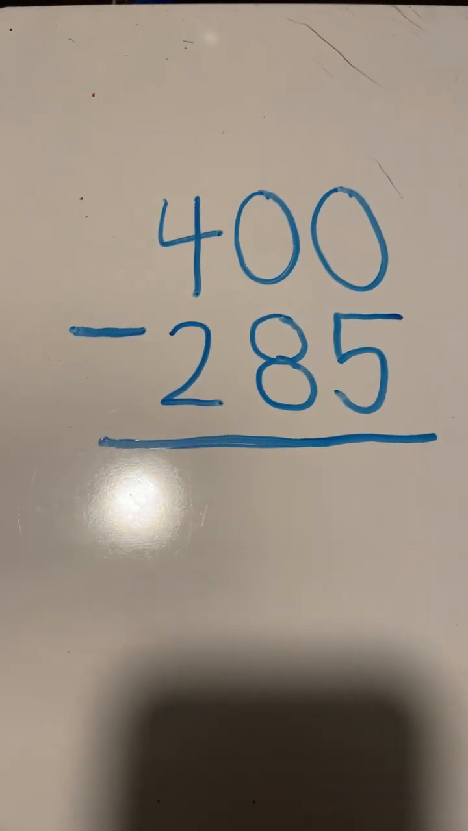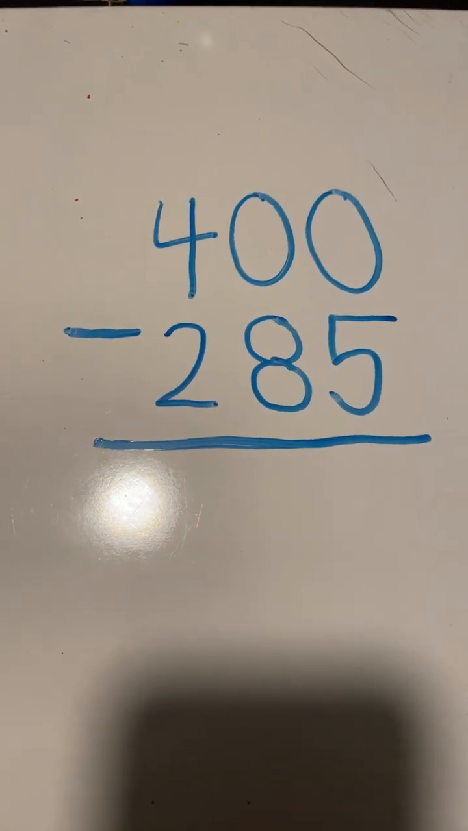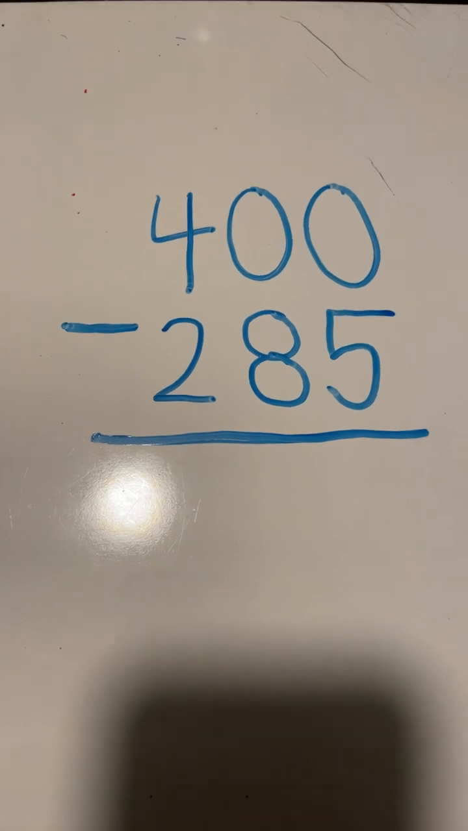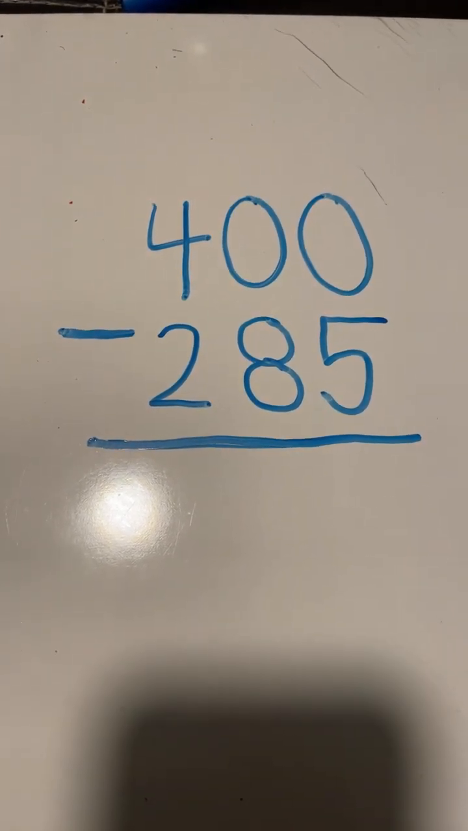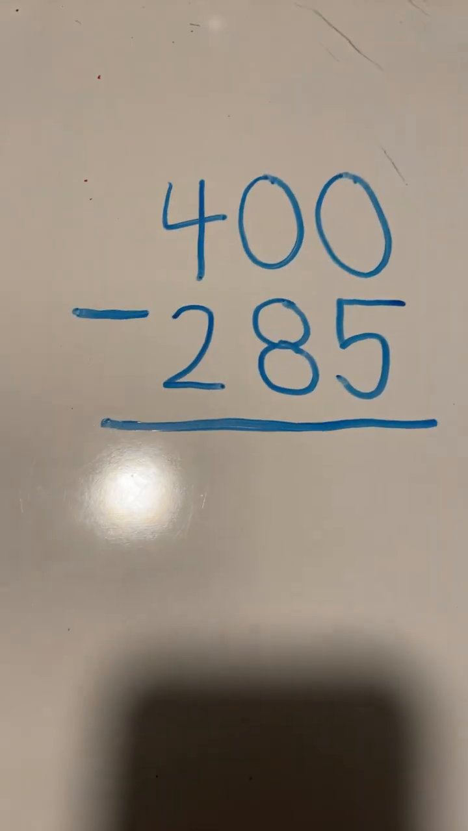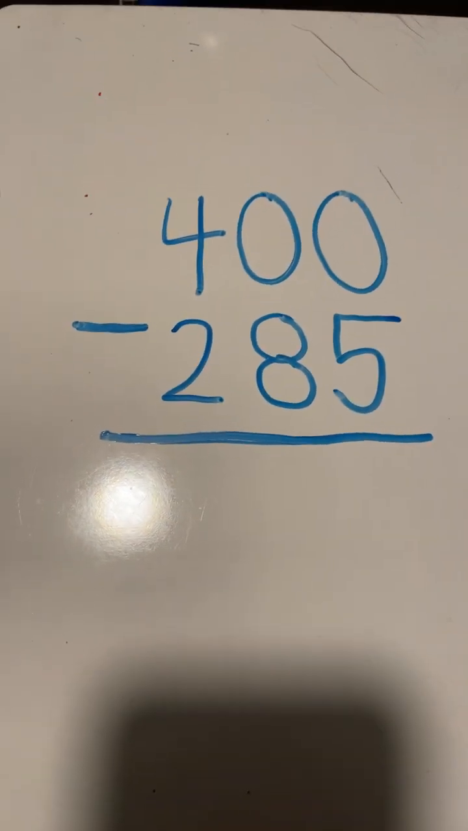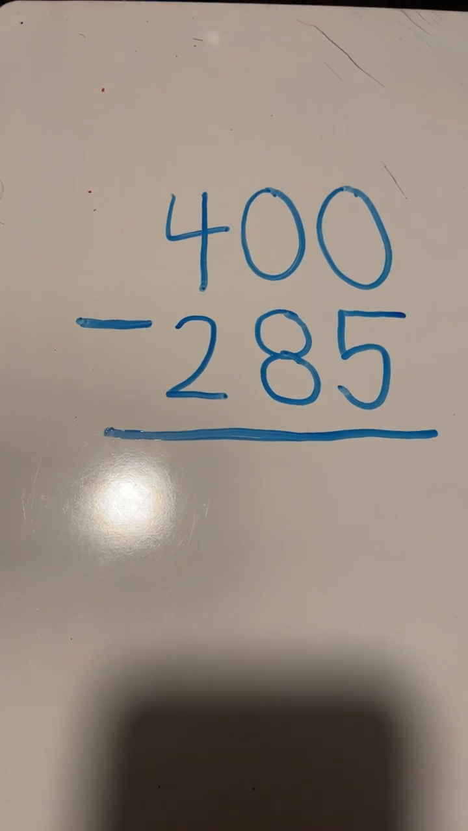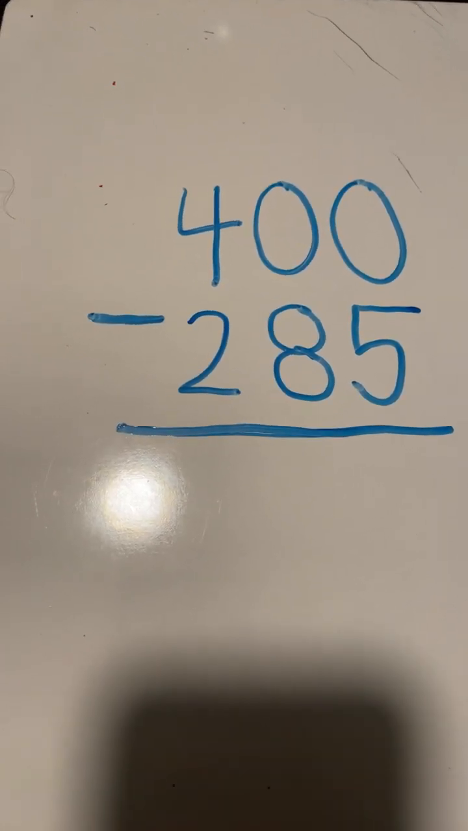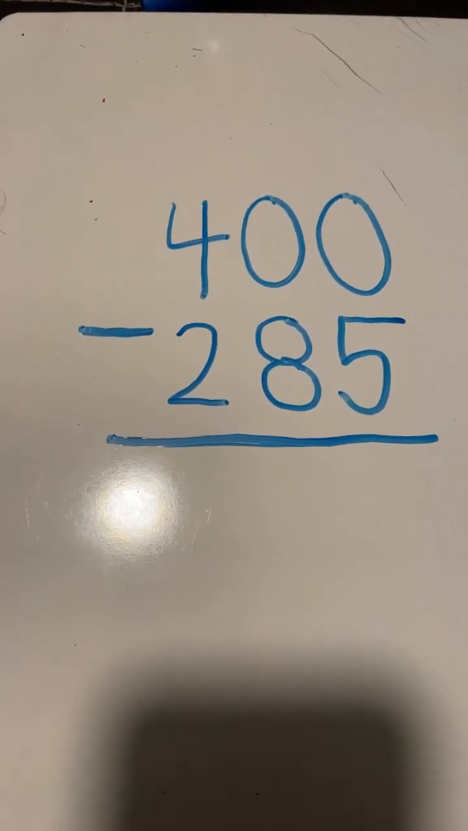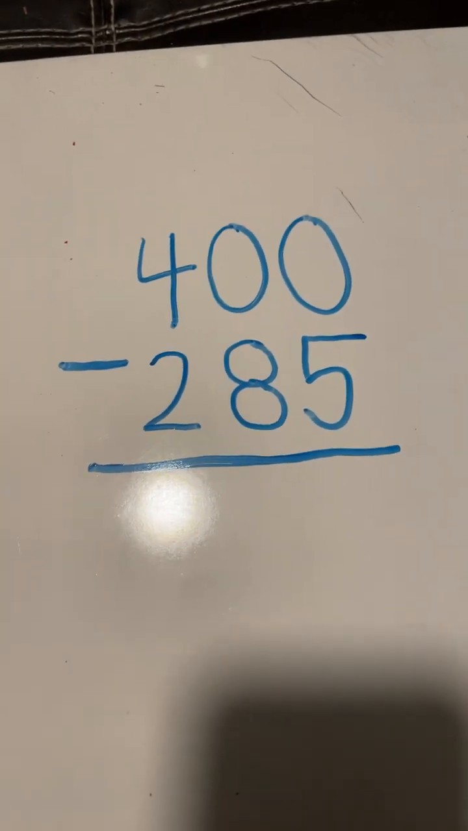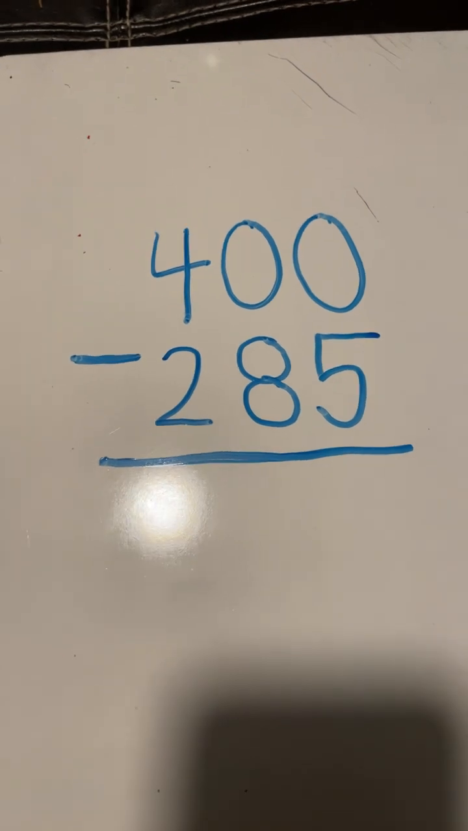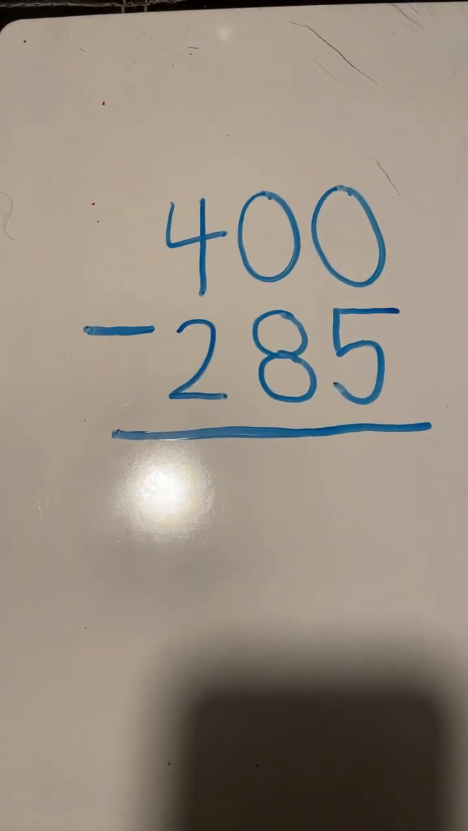So the problem we have here that I'm going to demonstrate is 400 minus 285. In subtraction, we regroup whenever there's a bottom number that's bigger than the top number. So what I always say is before we even subtract anything, look at the problem, check that. Make sure all the top numbers are bigger. If there's a digit where the top number is smaller than the bottom number, then we need to regroup.